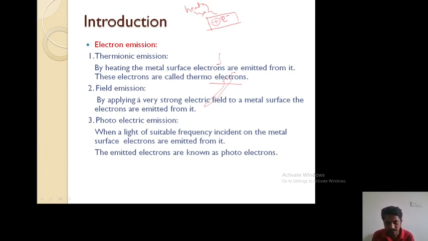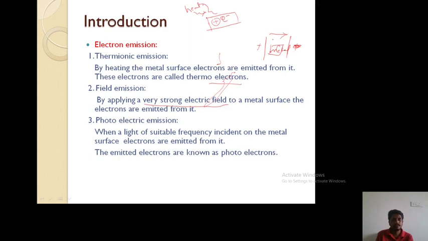And next one is field emission. If you place a metal surface within an electric field, with a plus and a minus plate, so there exists an electric field. When you apply a very strong electric field, electrons are attracted towards the positively charged plate.